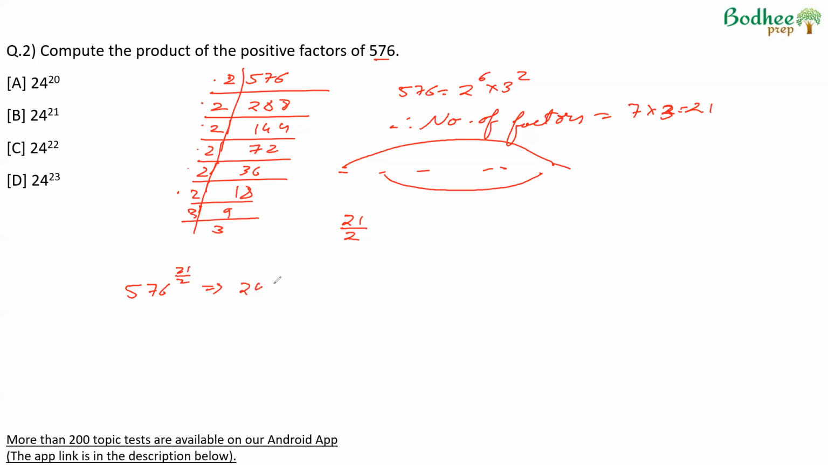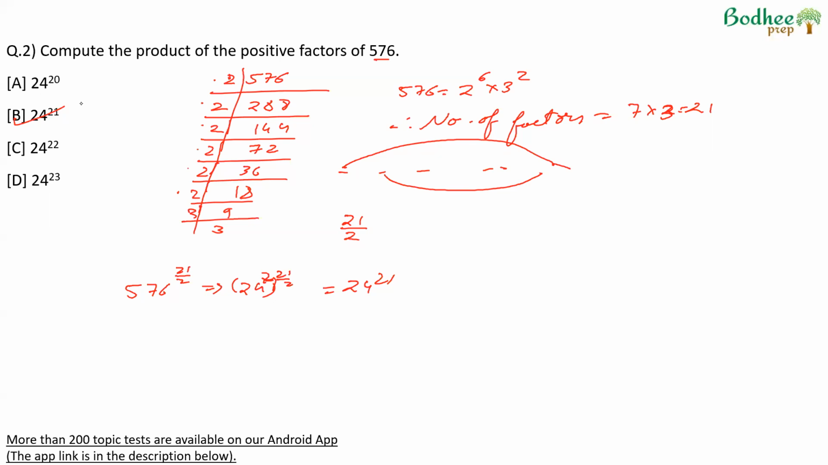This is nothing but 24 squared because 576 is 24 squared, raised to the power 21 by 2. 2 and 2 cancelled, and therefore this will come out to 24 raised to power 21. Option B becomes the answer.